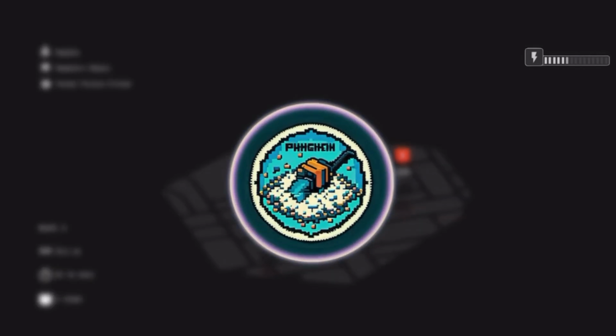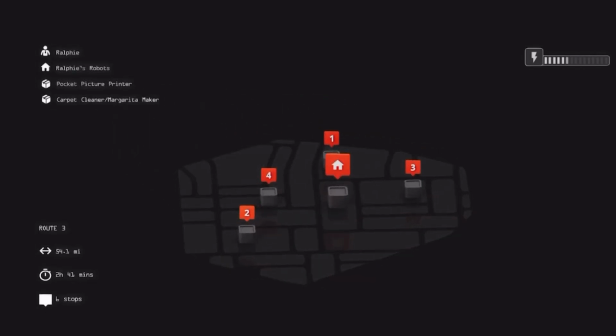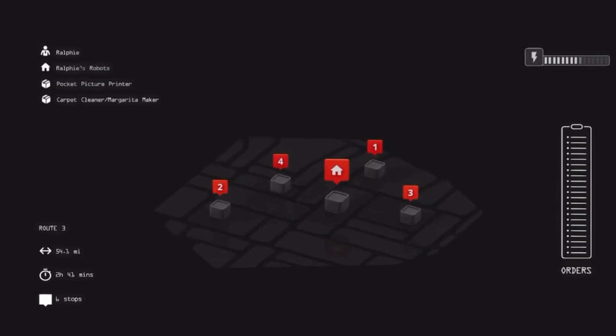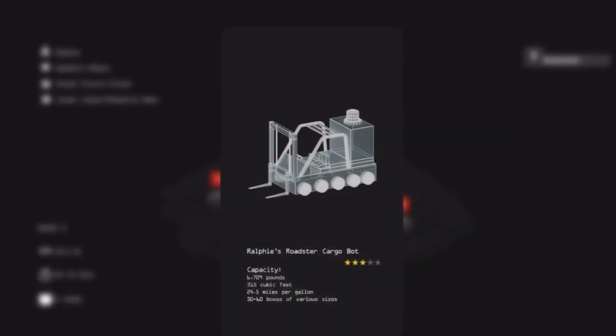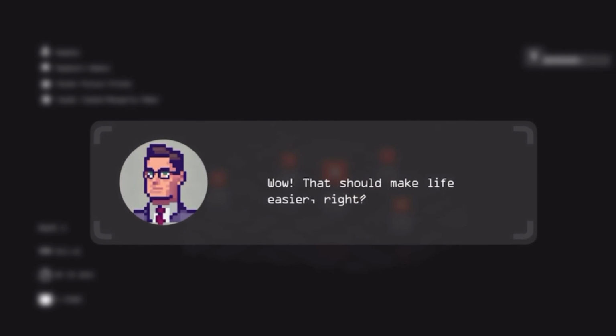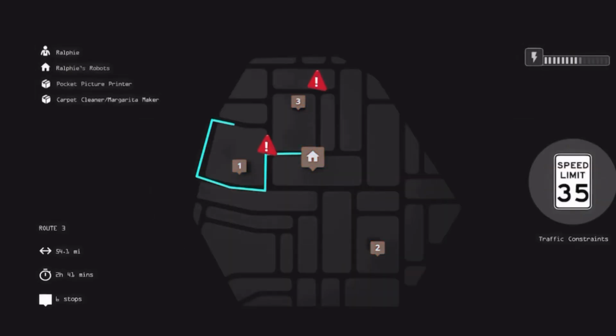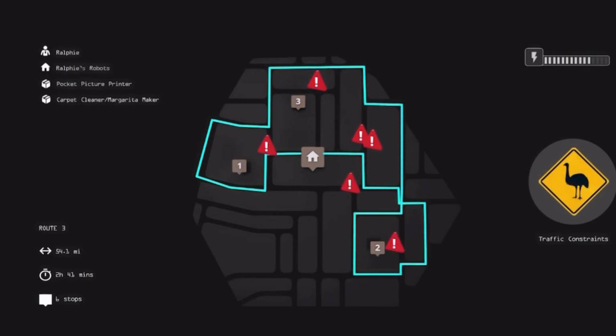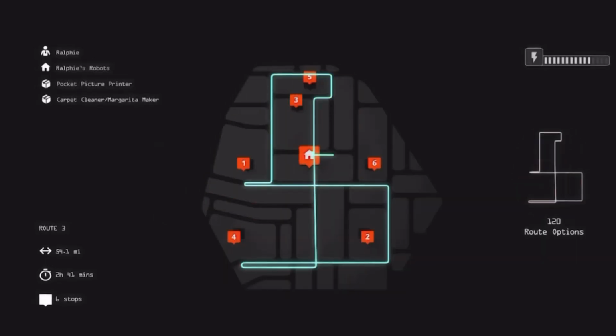Next week, Ralphie releases the carpet cleaner / margarita maker, and not the other way around, and orders fly through the roof. He sees that your stamina is low and gives you permission to use Ralphie's Roadster Cargo Bot. That should make life easier, right? Well, yes, in part, but now you have to navigate winding roads, obey speed limits, sit in traffic and construction, avoid falling debris, and stop at ostrich crossings. On top of that, Ralphie gives you 6 customers, which gives you a whopping 120 paths to choose from.